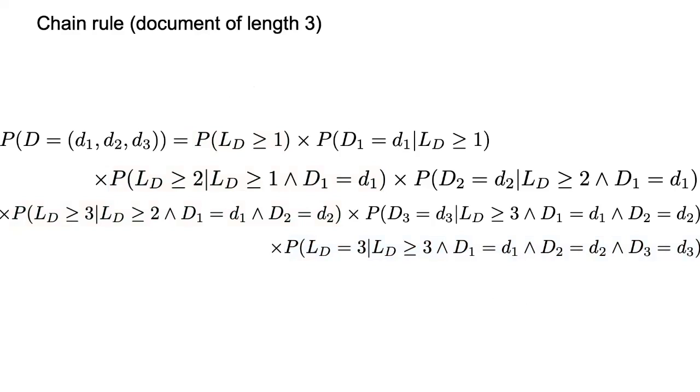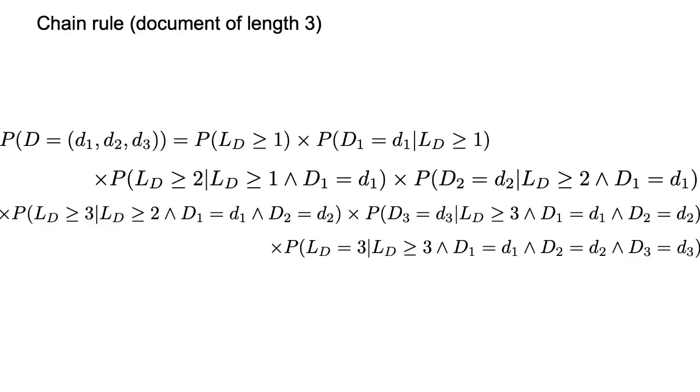That the length is at least 2 and the first 2 words are "computers are". So now we need the length to be at least 3 to generate our sentence. So that's where the next one comes from. It's the probability that the length is at least 3, given that we already knew it was at least 2 and the first word is "computers" and the second one is "are", right?